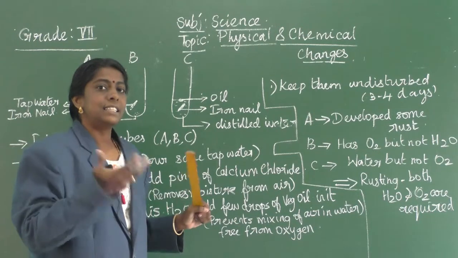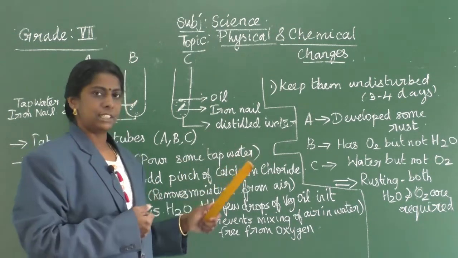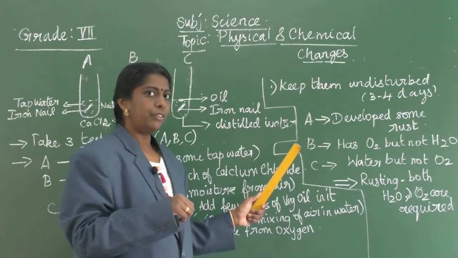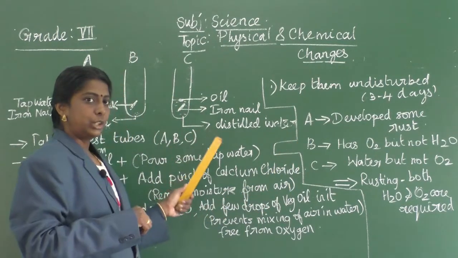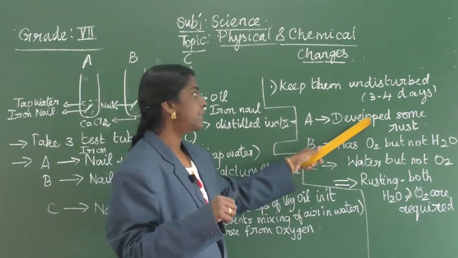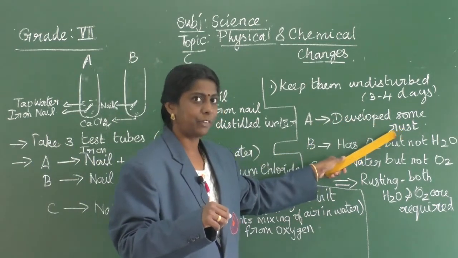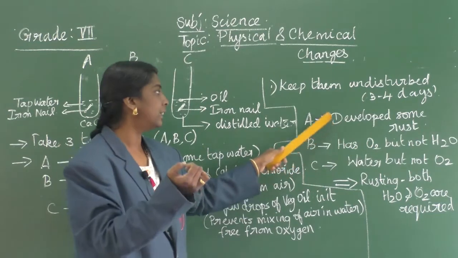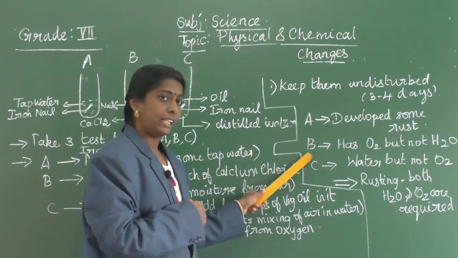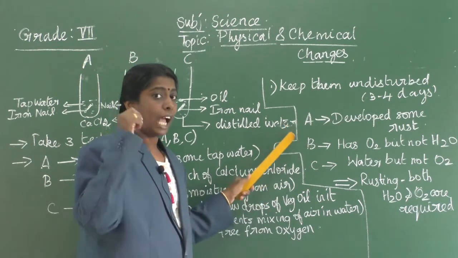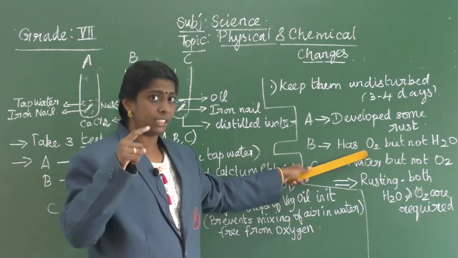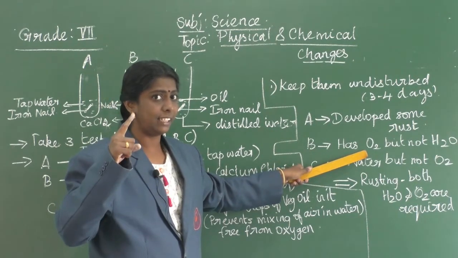Now let us observe the result. Okay, so after 3 to 4 days, if you look at all the test tubes, in test tube A you can see the result that it develops some rust. Rust is observed in test tube A. And then test tube B, where we have not added distilled water, it has oxygen. Oxygen is there in the air. Is it not?